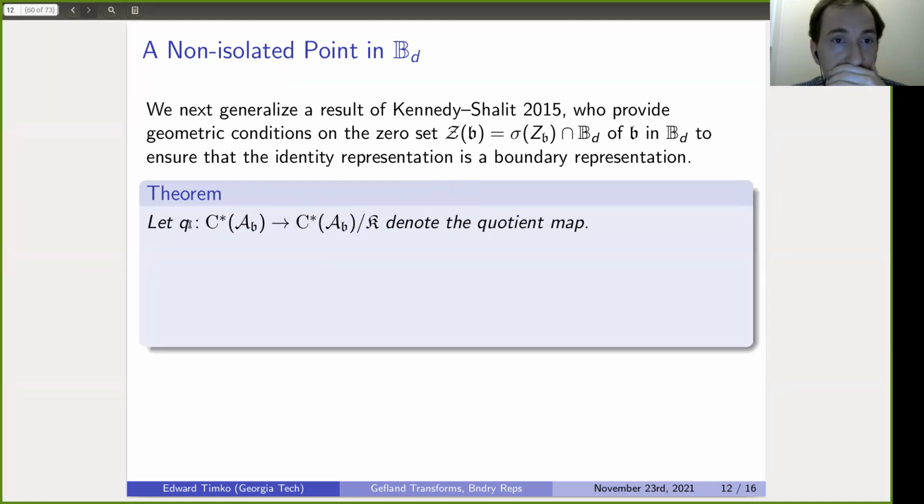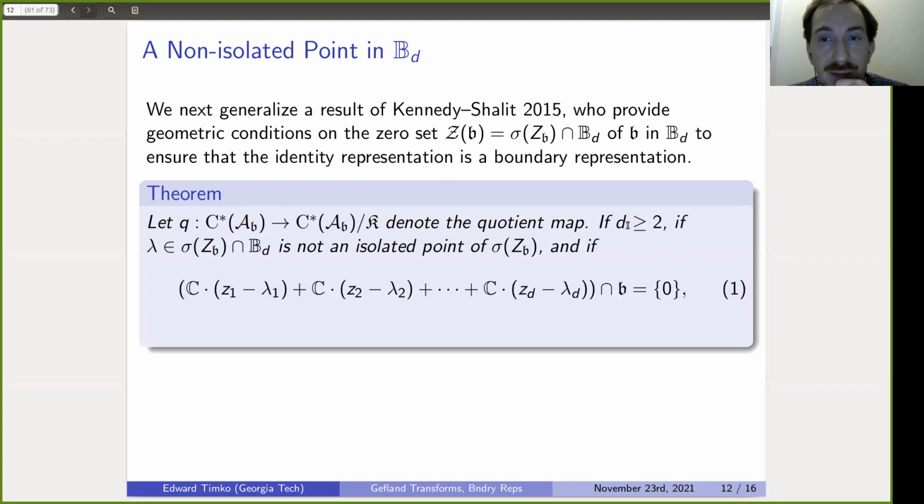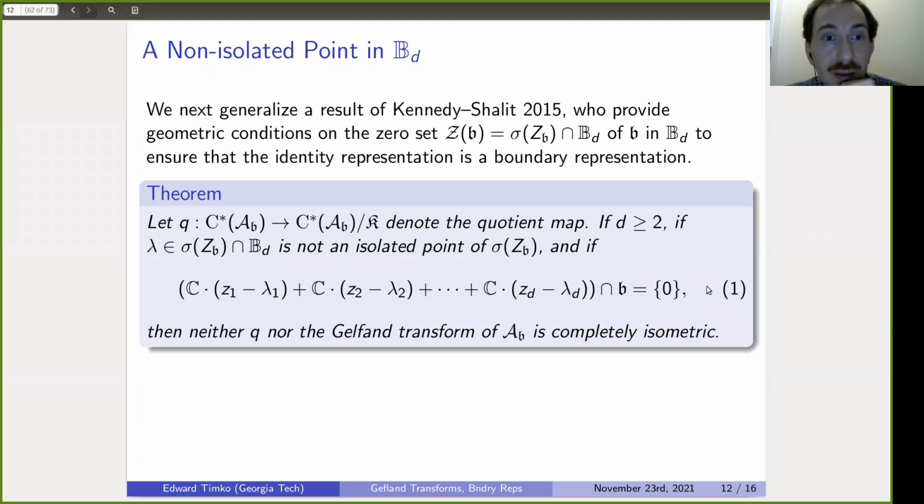And what we can show is that if you let Q denote the quotient map, where you go from the C-star algebra to the C-star algebra modulo the compacts, and you make the following assumptions: that d is greater than or equal to 2, lambda is in the spectrum and the open ball but is not an isolated point of the spectrum, and lambda and B satisfy this particular equality. Between all of these things, then we can say that neither Q nor the Gelfand transformation of A_B is completely isometric. And I'll take a moment to talk about what these conditions say here.